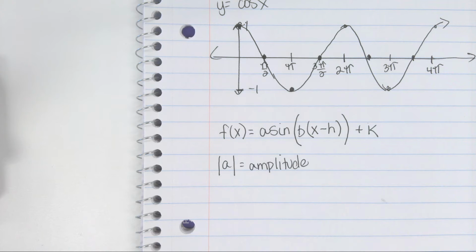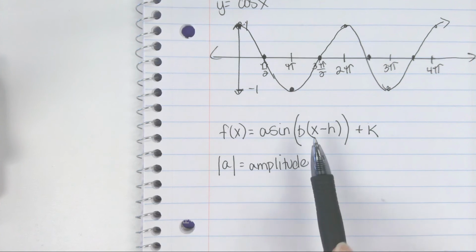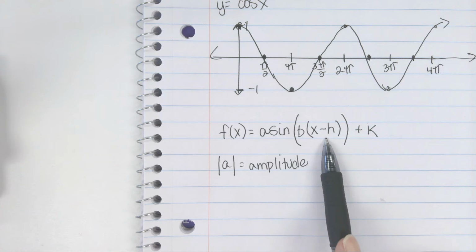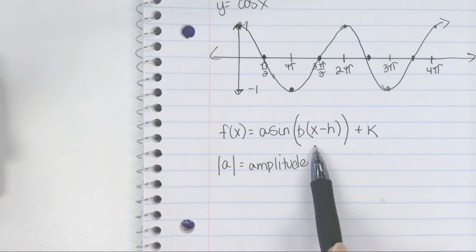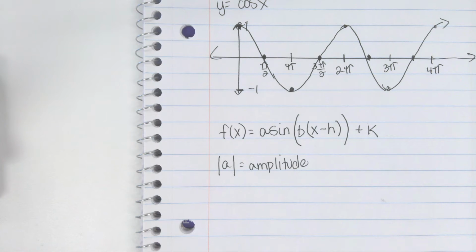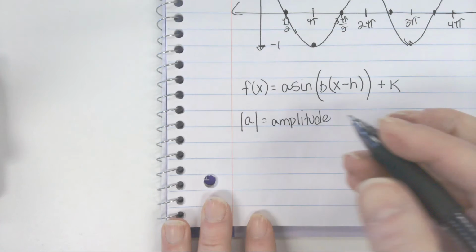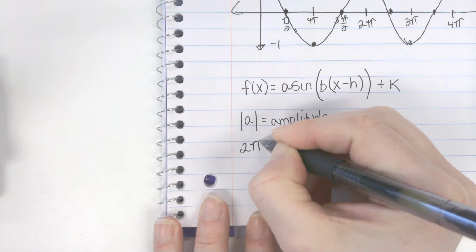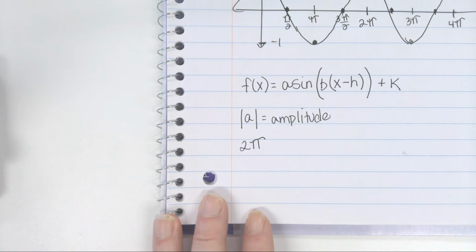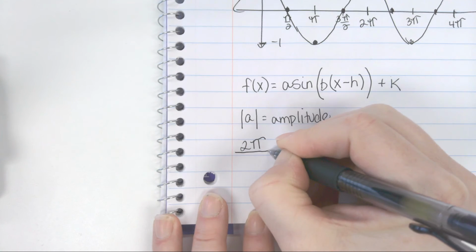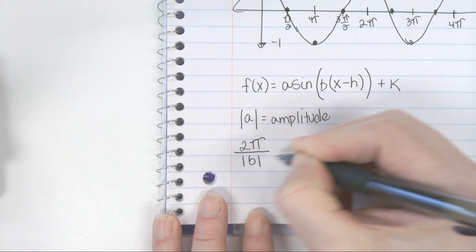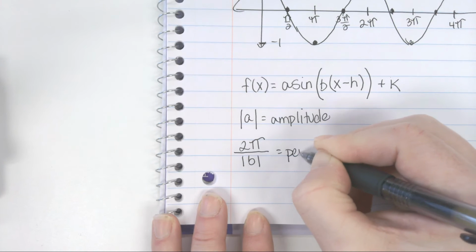Okay. I don't know if you remember that x is a liar. So even if I multiply x times a number, like let's say it was a 3, what that does is actually compresses it horizontally. So if you want to figure out what the period of a sine or cosine curve is, and there's a b in front, all you do is you take 2 pi, because that's the original period of a sine or cosine curve, and you divide it by the absolute value of b. And that will give you the period of your new function.